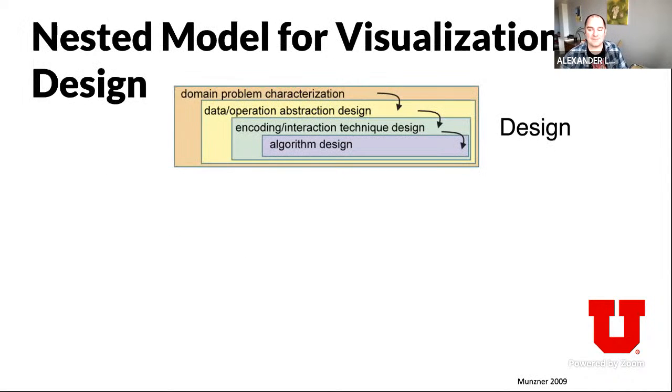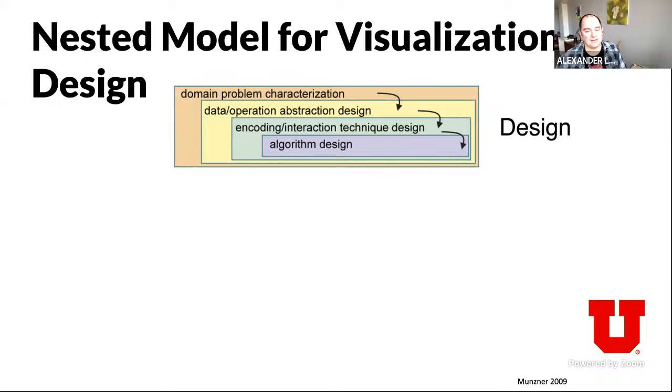These are the 4 stages of the nested model. You have the domain problem characterization, which is understanding what your users want to do. Then your data operation abstraction design, which is a necessary step of translating from this domain problem to a language that we as visualization designers understand. Then we have the encoding interaction technique design step. This is really mostly what this class has been about so far.